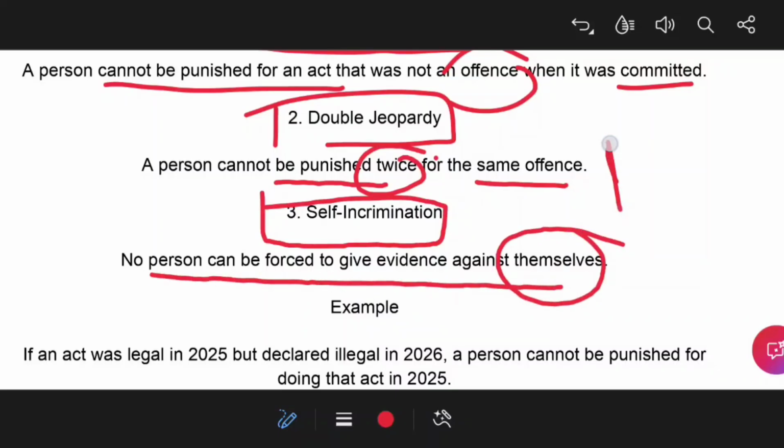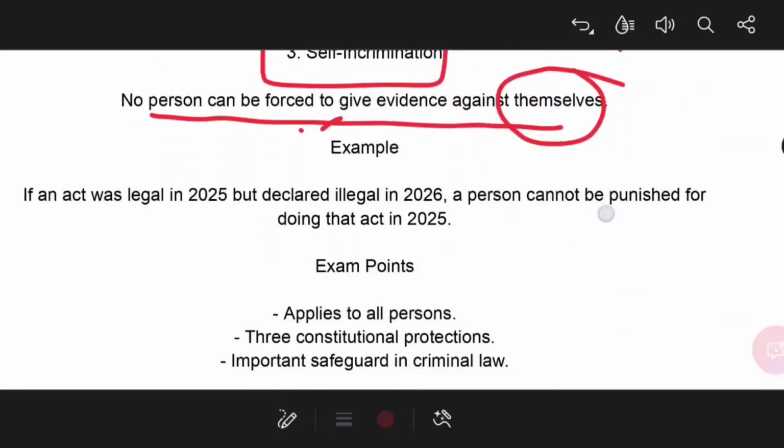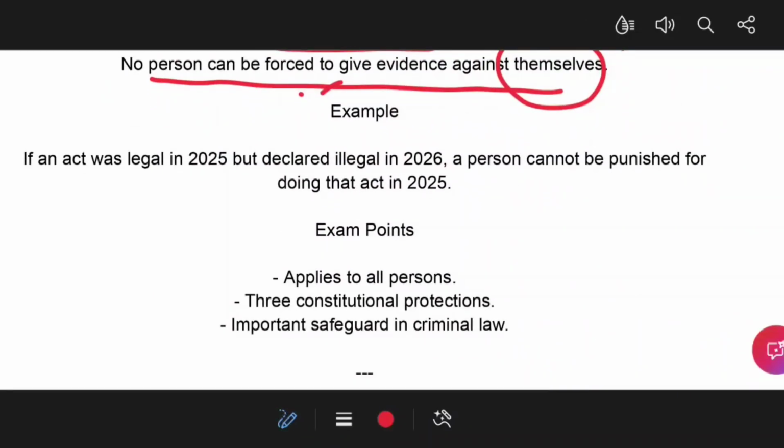If the police is forcing you that when you go to court and before the magistrate, you have to say that yes, I committed this crime, this is not allowed, and the magistrate will not consider it as a valid statement, because no person can be forced to give evidence against themselves. Let us understand this through an example. Suppose an act was legal in 2025 but declared illegal in 2026, then a person cannot be punished for doing that act in 2025.